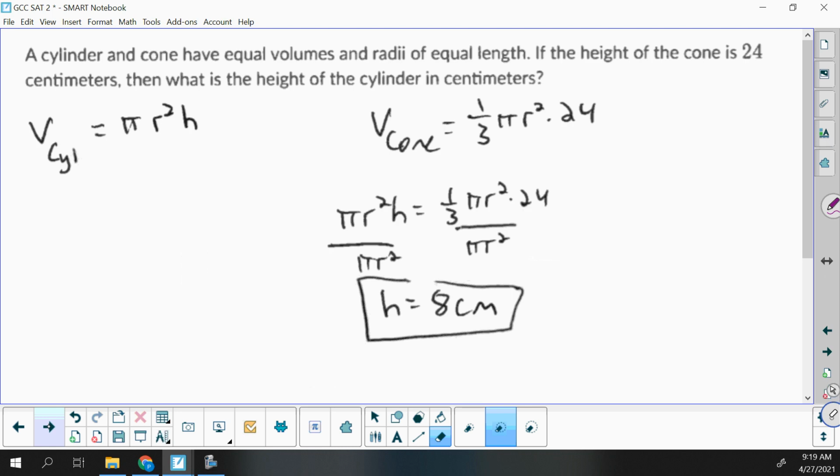Cylinder and a cone had equal volumes. So from your formula sheet, get your volume of the cylinder, pi r squared h. Volume of the cone, 1/3 pi r squared h. They told us the height was 24, so then let's set them equal. We can divide the pi r squareds over, and the pi r squared parts wipe out. Well, now h is just equal to 1/3 times 24, which will just give you 8 centimeters.